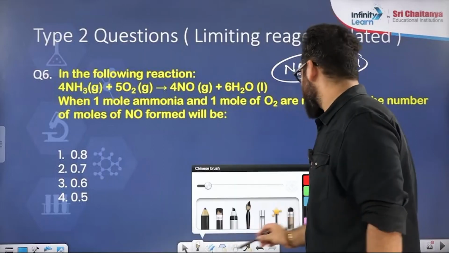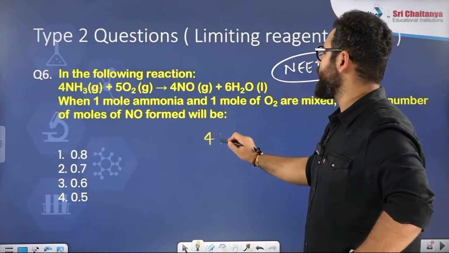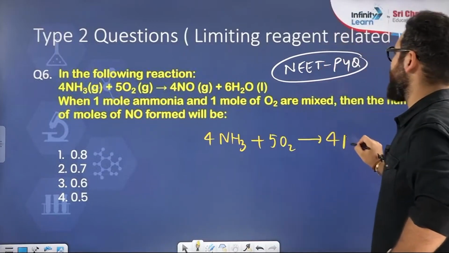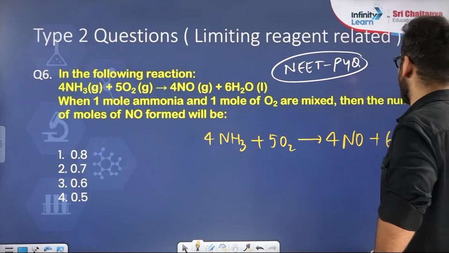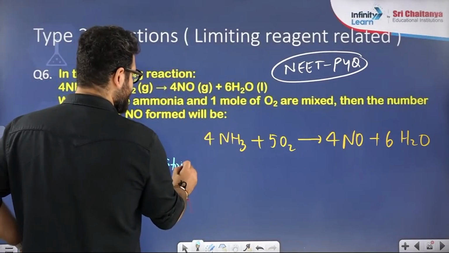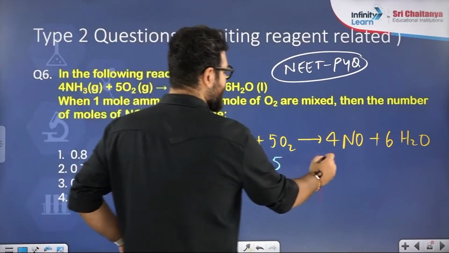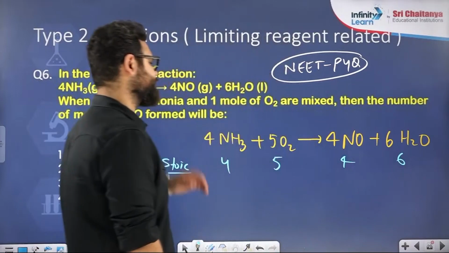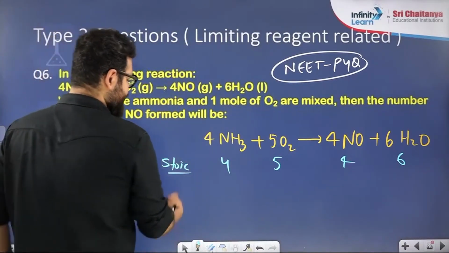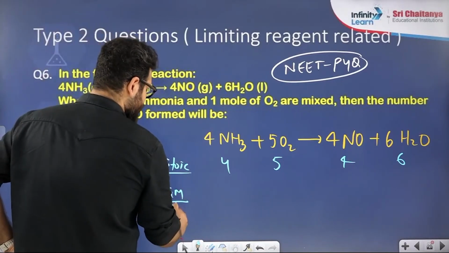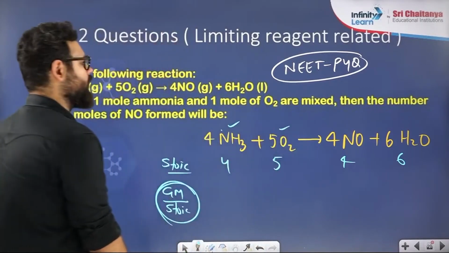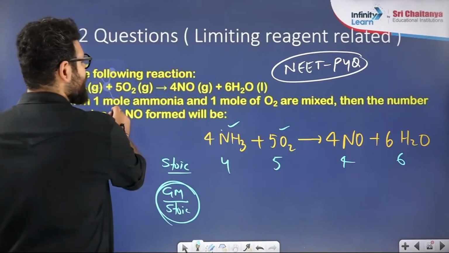Let us do it. First thing, write the reaction. 4 ammonia react with 5 O2, give 4 NO, 6 H2O. Always write the physical state as well. Okay. Stoichiometry 4, 5, 4, 6. When 1 mole of ammonia and 1 mole O2 are mixed, given moles by stoichiometry. Why am I doing this? Because ammonia and oxygen both are given, moles only. 1 mole and 1 mole.